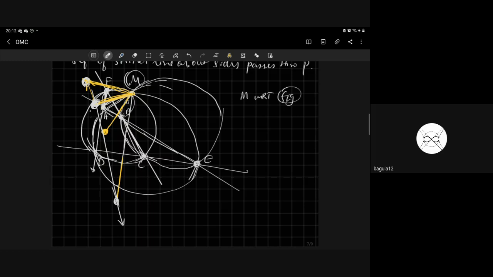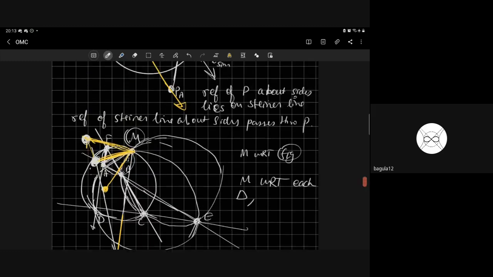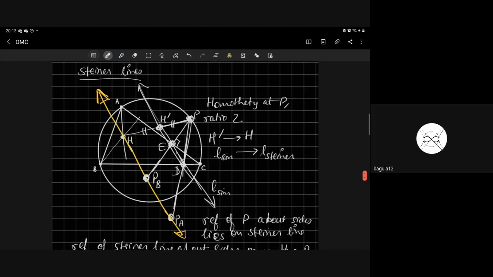Okay, so since it's the Steiner line of M with respect to each of these triangles, each of the orthocenters of each of those triangles lies on this line, correct? The Steiner line passes through H.